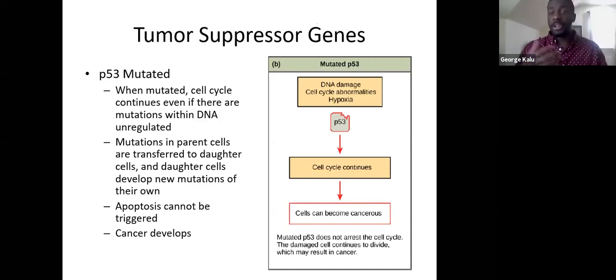And so as a result, you end up developing cells that continue to have the same mutation, end up having a giant ball of cells that is all mutated and not working properly, and you end up with a tumor. And so that's how you end up with cancer as a result of the P53 gene.